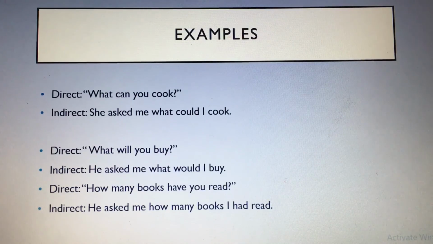How many books have you read? He asked me how many books I had read. So we change from present perfect to past perfect.